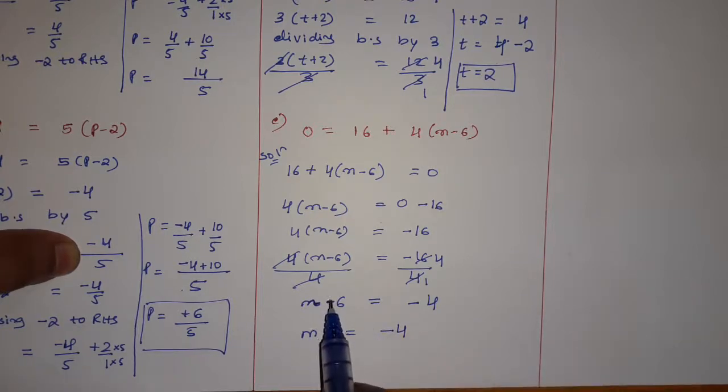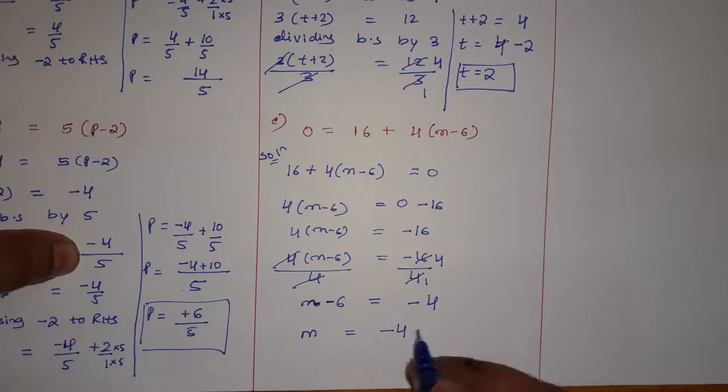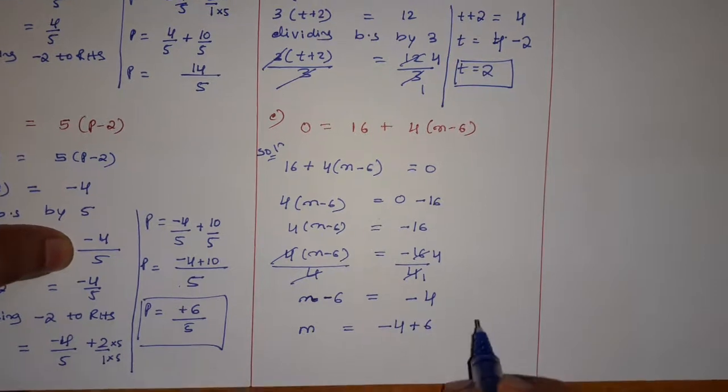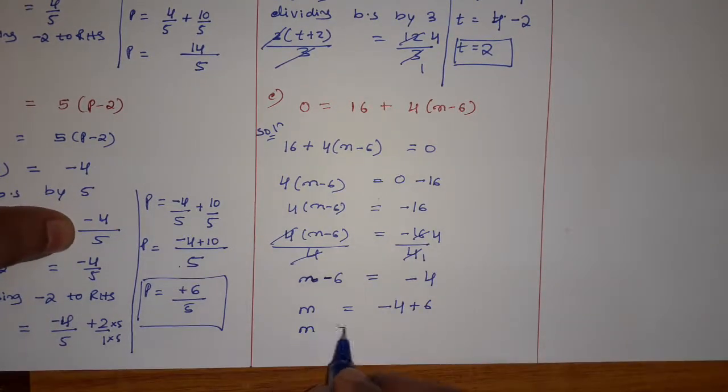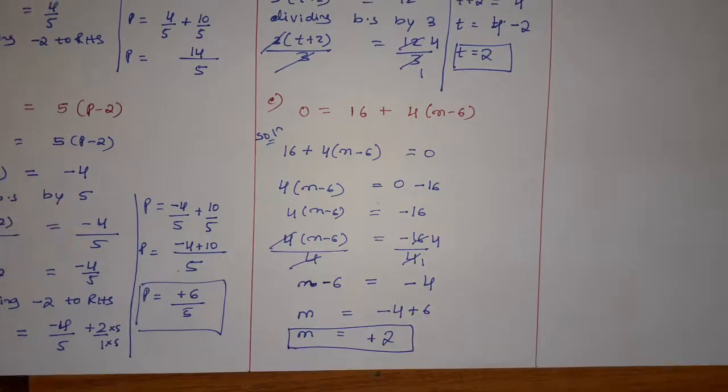I am transposing which number? Minus 6 from LHS to RHS. So its sign will become plus 6. By transposing minus 6 to the RHS, it will become plus 6. Next, minus 4 plus 6, both signs are different, so subtraction. 6 minus 4 will give you 2 and a greater number sign. So your answer is m equal to plus 2.